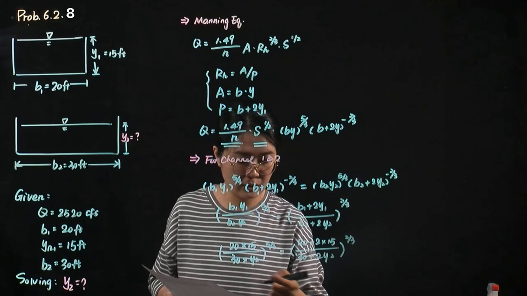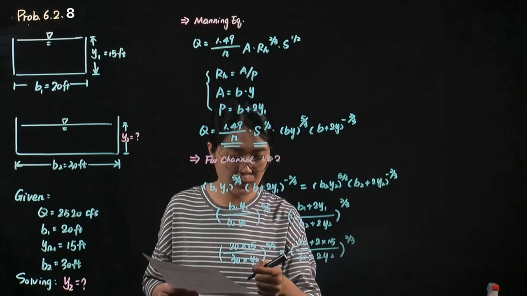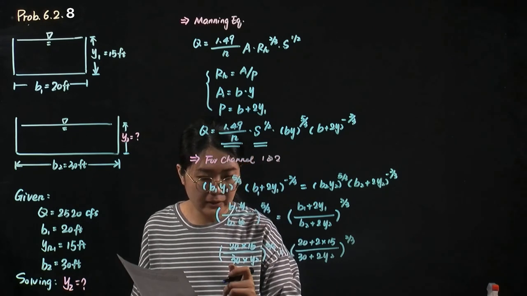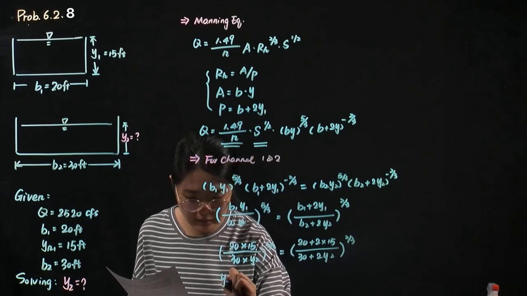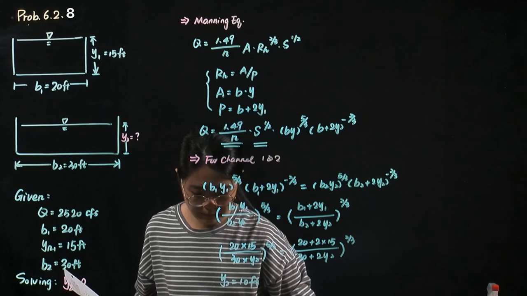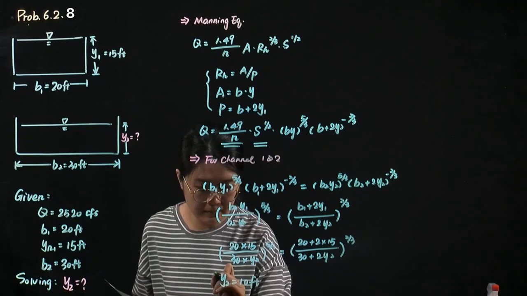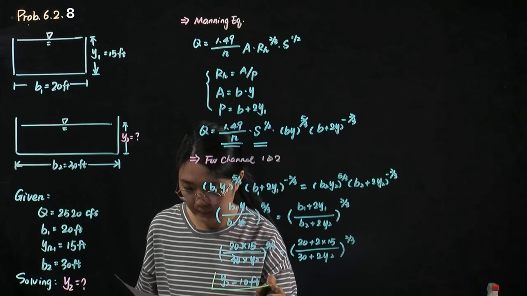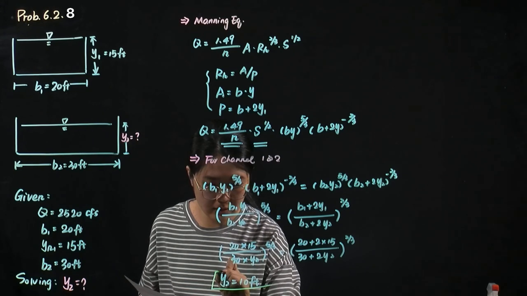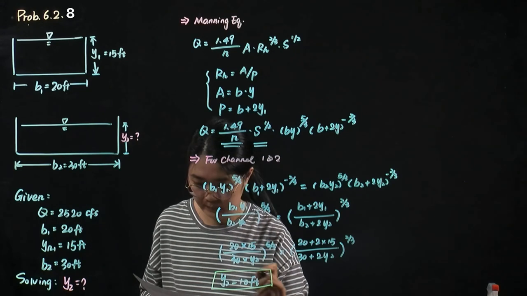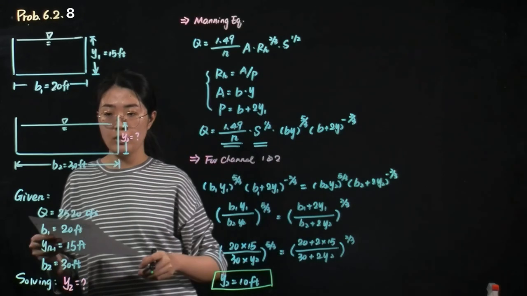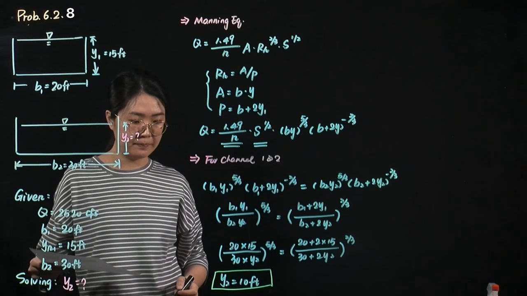Therefore, in this equation, we only have one unknown, which is y2. Then we can calculate y2. It equals 10 feet. So that means the new normal depth equals 10 feet when the width of the channel expands to 30 feet.